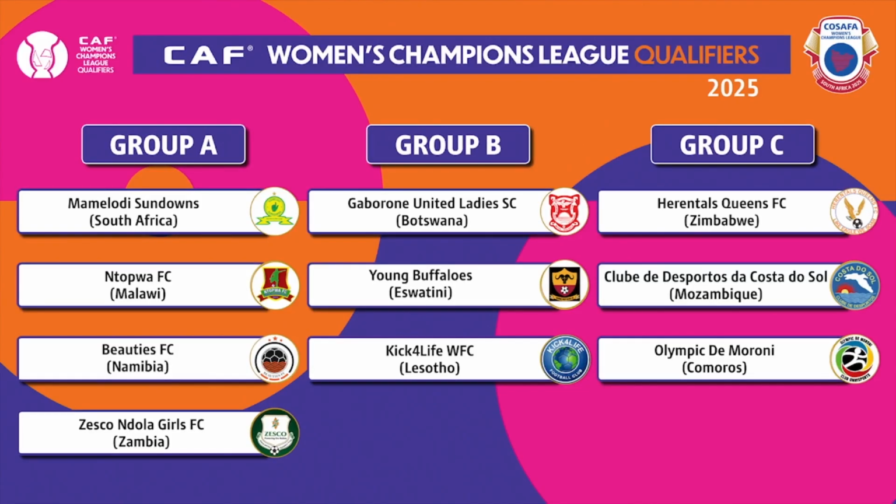So just a recap of the groups. In Group A, we have Mamelodi Sundowns from South Africa, Intopwa FC from Malawi, Beauties FC from Namibia, and Zesco Ndola Girls from Zambia. In Group B, we have Gaborone United Ladies from Botswana, Young Buffaloes from Eswatini, and Kick for Life Women from Lesotho. And in Group C, we have Orientals Queens from Zimbabwe, Costa do Sol from Mozambique, and Olympic Demeroni from Comoros. Ladies and gentlemen, that concludes the draw for today.